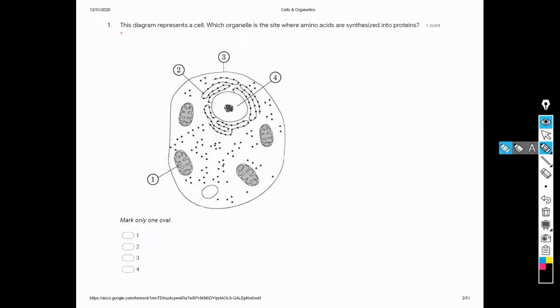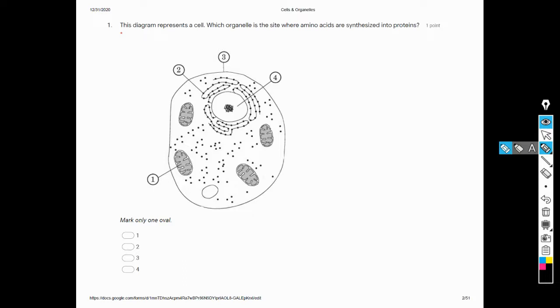This tutorial will help you with section 1, cells and organelles. In the first question here, there's a diagram of an animal cell. We know that it's an animal cell because it's round. And the first thing we want to be able to do is be sure that we can identify these four structures that are indicated by 1, 2, 3, and 4.